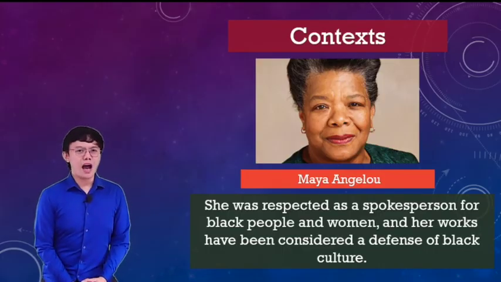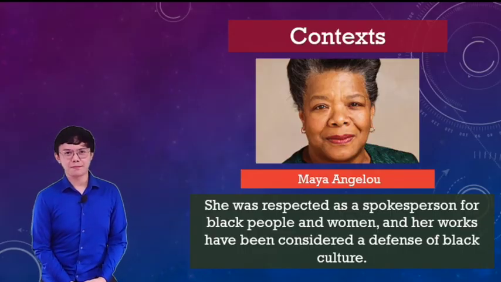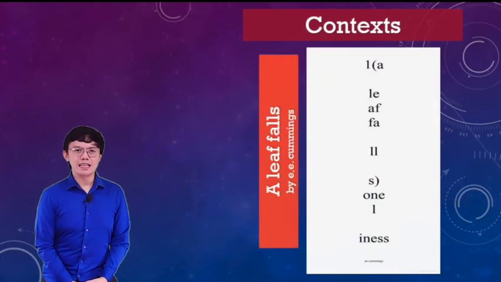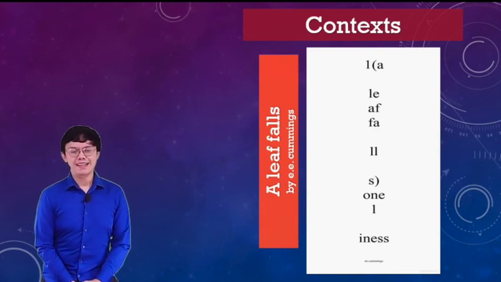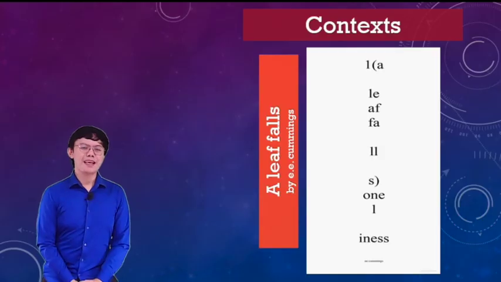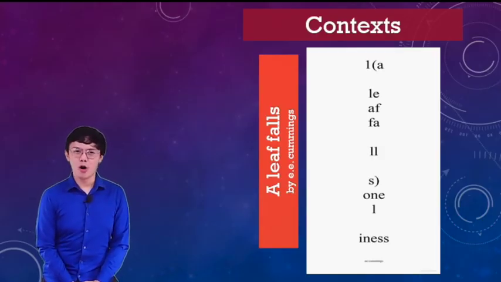Let us have our last literary text. This is A Leaf Falls by E. E. Cummings. What is this, class? This is actually a poem. Yes, it is a poem. To understand what is meant by this poem, what context do you think must be explored? Write your answer in the comment box.